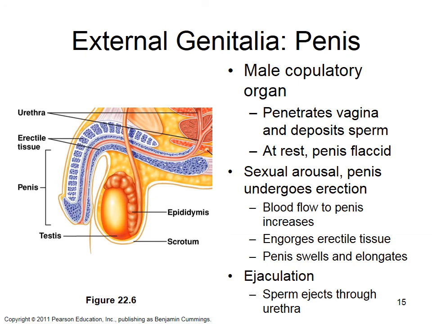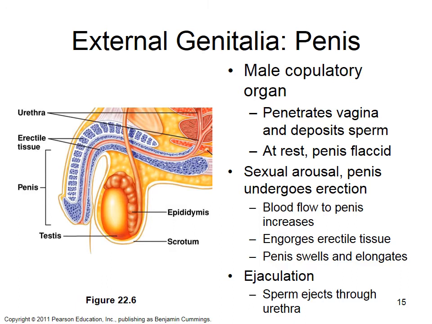Okay, so males have a penis, right? That's the external genitalia. It is the copulatory organ. The role is to penetrate the vagina and give the sperm a more likely passageway all the way up into the uterine tubes. Okay, so increase the likelihood of fertilization.